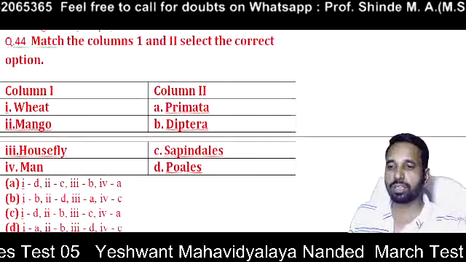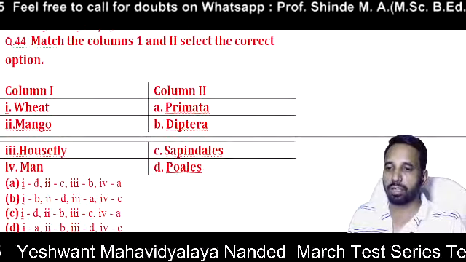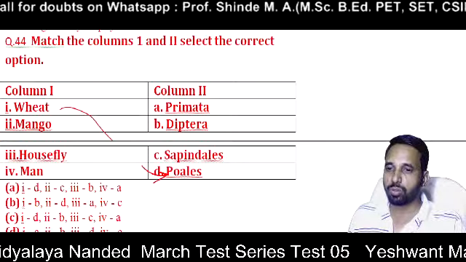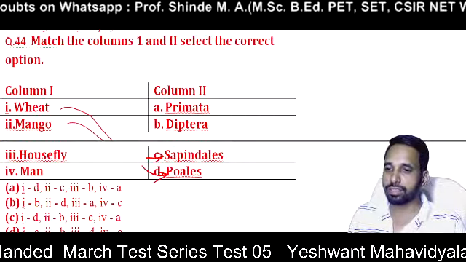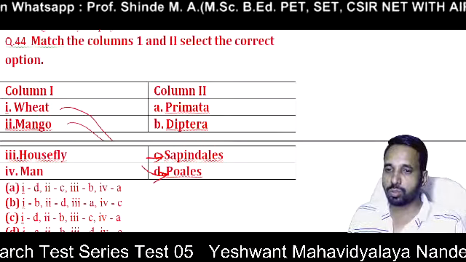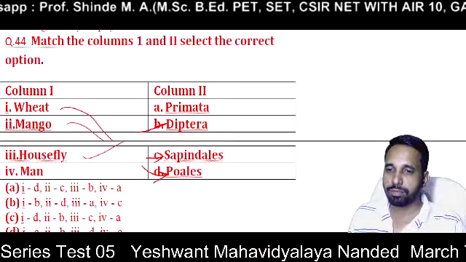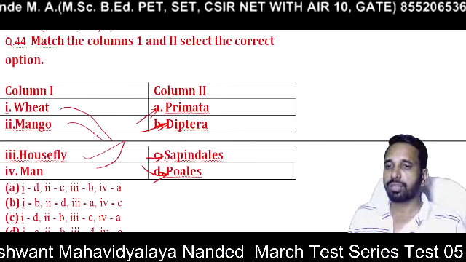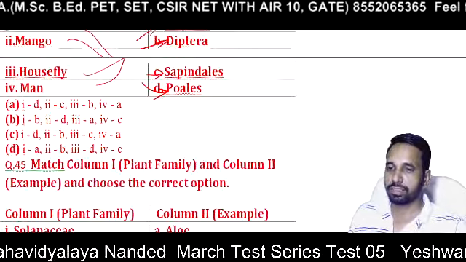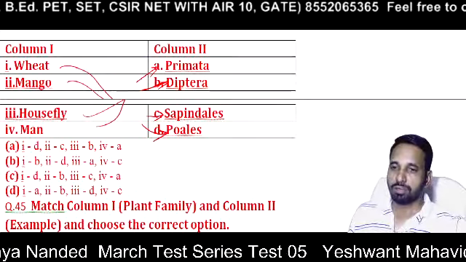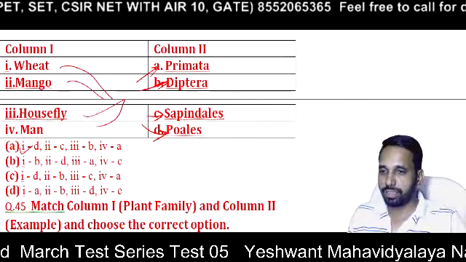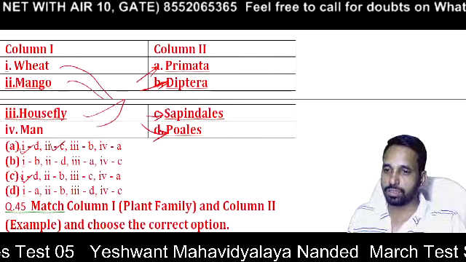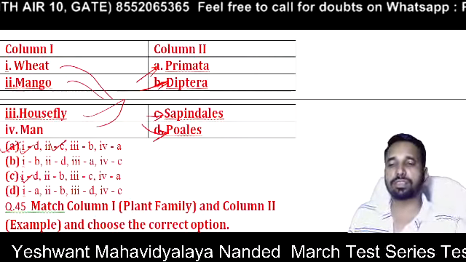Then 44, match the column, very easy one. Wheat, the order if you have written it properly, so it is Poales. Then mango, it is Sapindales. Then housefly, it goes to, yes, it is Diptera. And man from this Primata. Okay, now let us see here. Wheat 1D. Okay, mango C 2C. Here it is. So option A is the right answer.